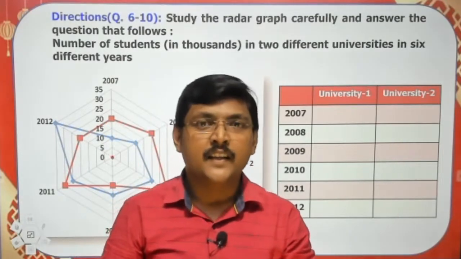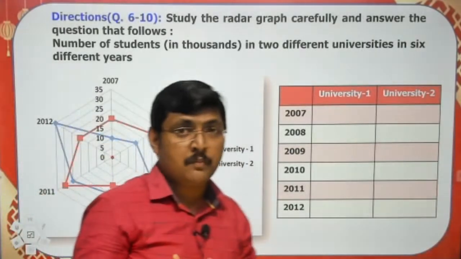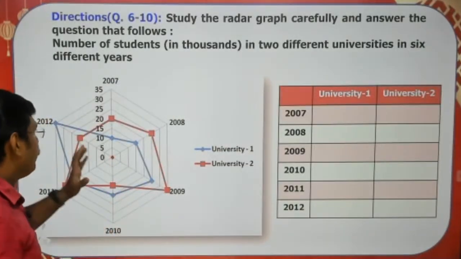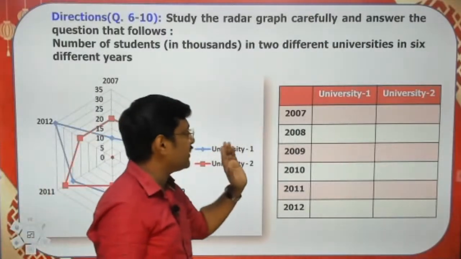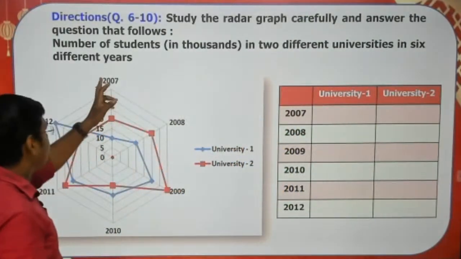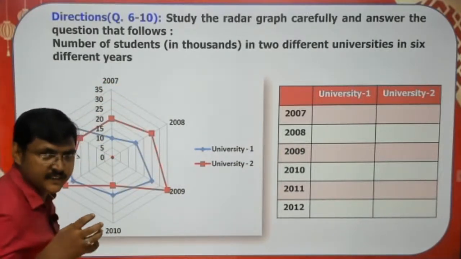It will be easier. If you look into a radar graph, it may be confusing for you, and that may lead to error in solving the questions. That's why I am saying that first of all, using that radar graph, try to frame a table. So I framed a table like this to make it clear. Two universities, University 1 and University 2, from the year 2007 up to 2012 data are there. How to analyze this? That's what I am discussing.